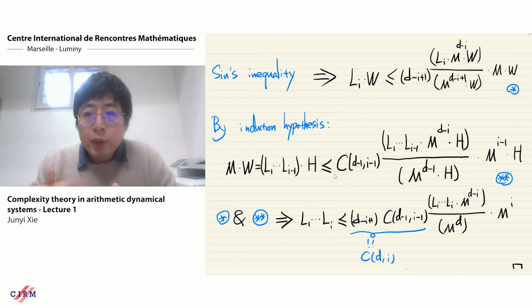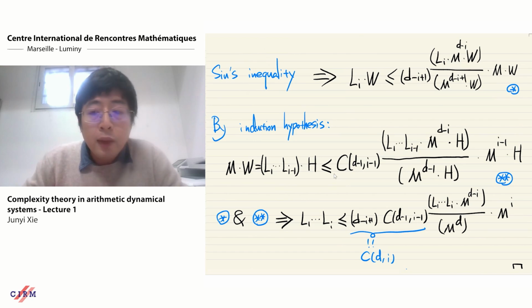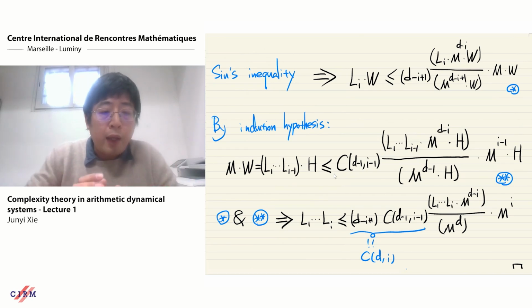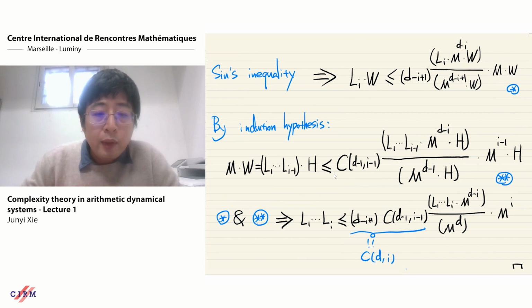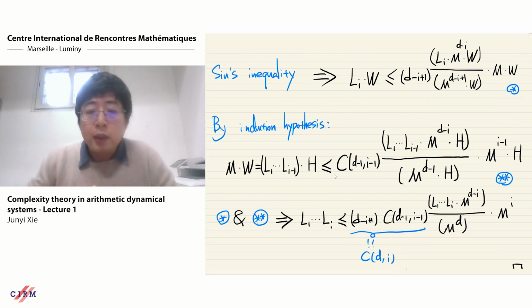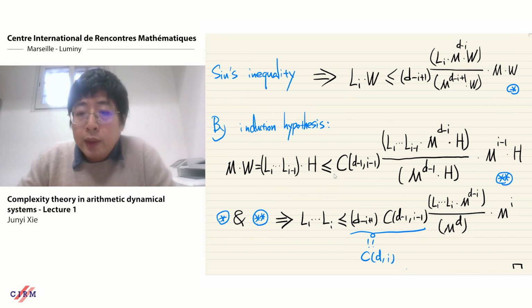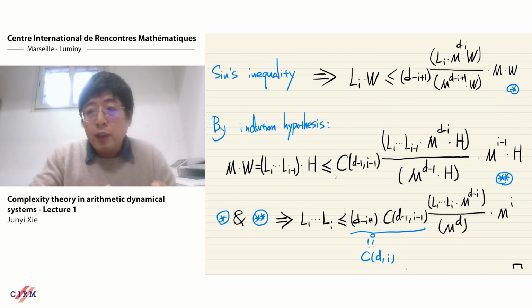And then you use this induction hypothesis. You can show that the intersection of M and W equals the intersection of L1 to Li minus 1 times H. And then this is less equal to some constant C(d-1, i-1) times this intersection number and times M^(i-1) times H. I think here is something like you use this induction hypothesis on H.